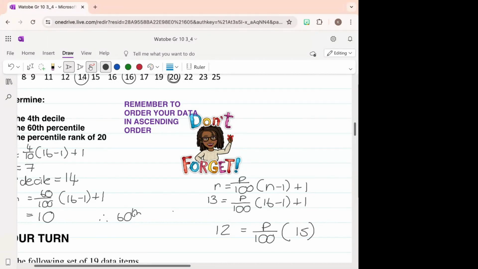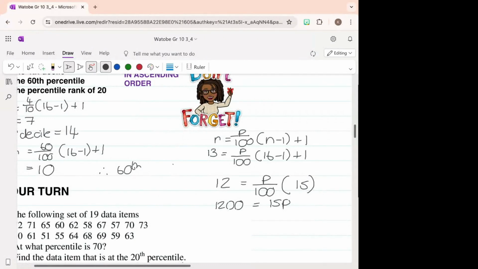Okay. What should we do next? Can we get rid of the divided by 100? Good. We can get rid of the divided by 100 by timesing by 100 on one side, so 1,200 is equal to 15 times P. Divide both sides by 15. What's 1,200 divided by 15? Good. 80. And now we can say percent. 80%. Well done, guys. Nice. Well done, grade 10s.